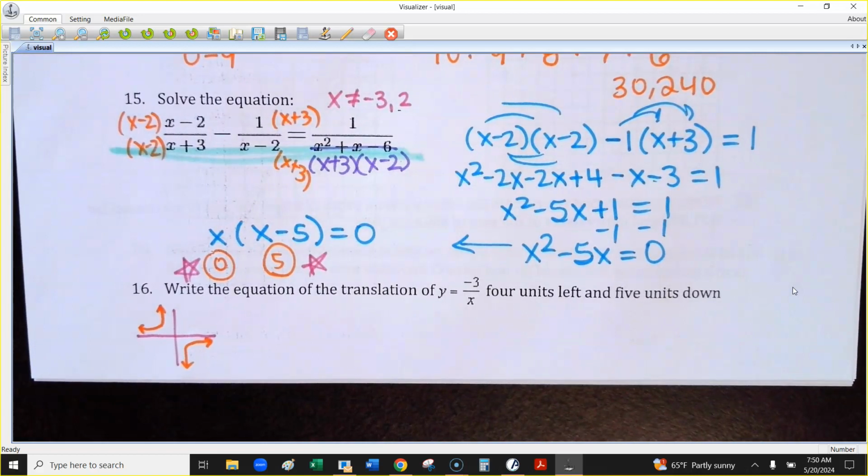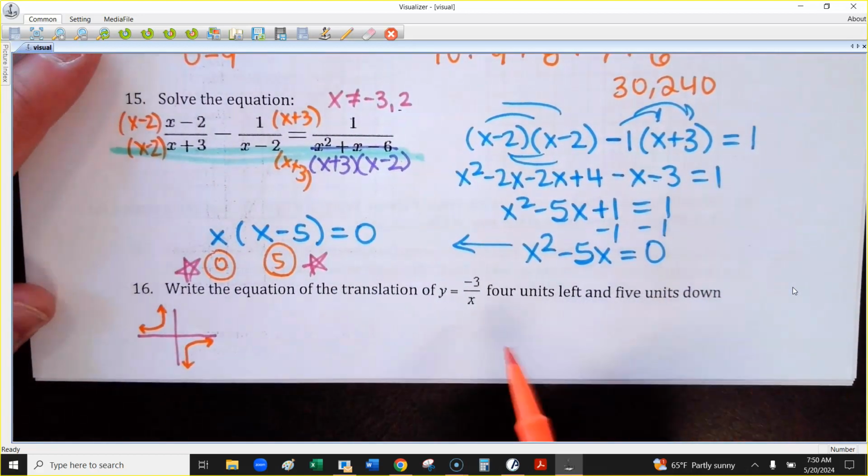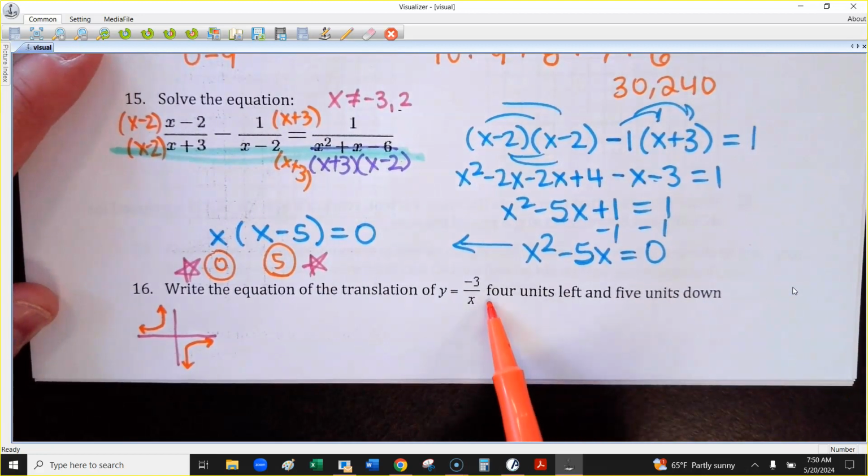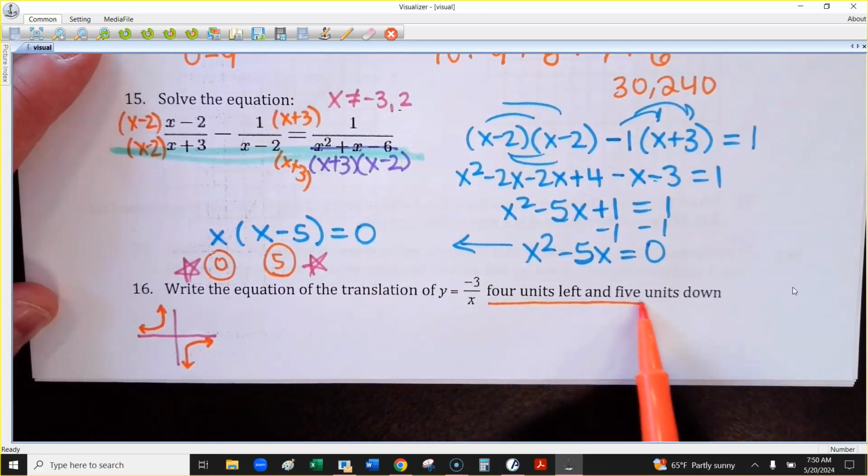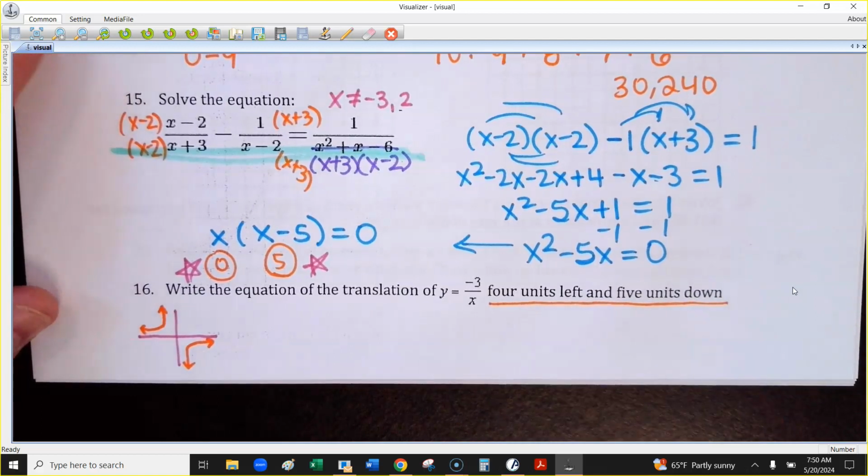Now, if you want to alter this, and this will be maybe a little easier when you do it on the actual test because it'll be multiple choice, but I want to alter this to move it 4 units left and 5 units down.